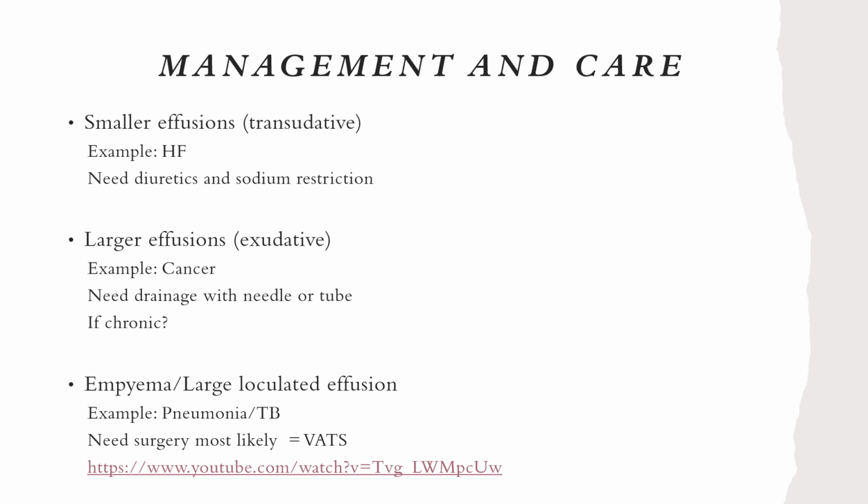And then the larger effusions are the exudative effusions. A great example for this type of effusion is cancer. And these are more chronic, okay? So yes, we'll probably need a drainage system, a thoracentesis. And if it's chronic, the provider may want to insert a Pleurex catheter for the patient to have chronically, so they continuously remove fluid on a daily basis.